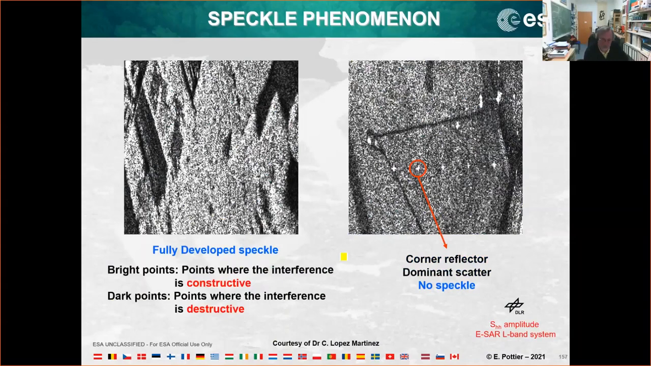But what is very important is that on a target, on a corner reflector for example, usually we have no speckle. We have no speckle because the reflected power is so high that even if I have a small amount of noise, it is negligible compared to the power of the scattering due to this target. But for natural areas, we have speckle by definition, and on forests, fields, etc., we are very affected by the speckle.